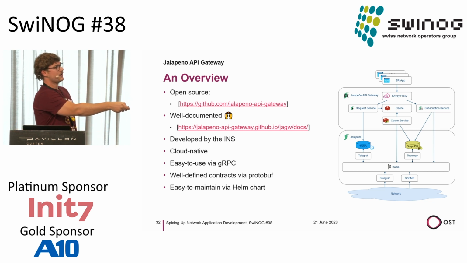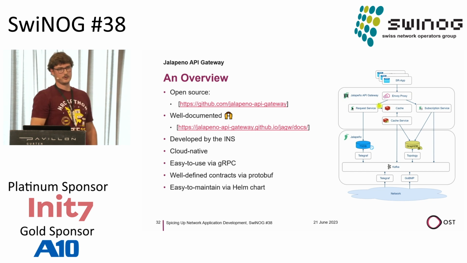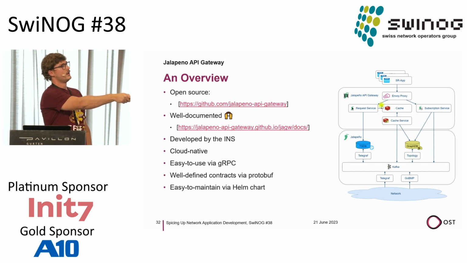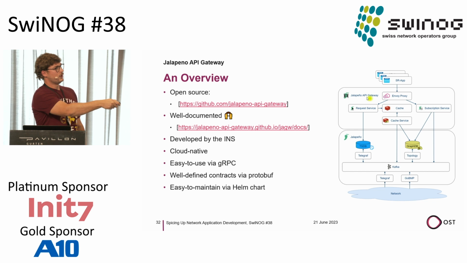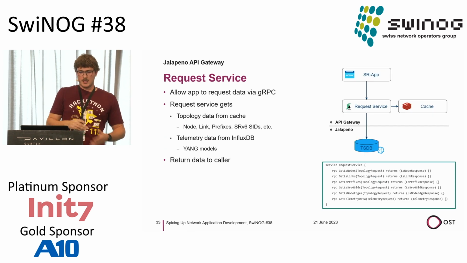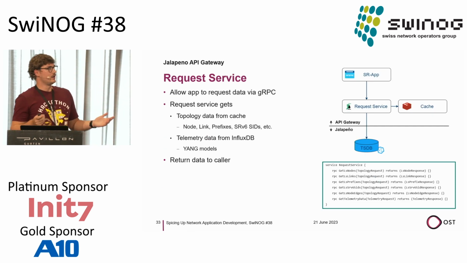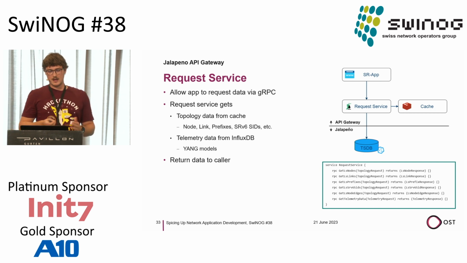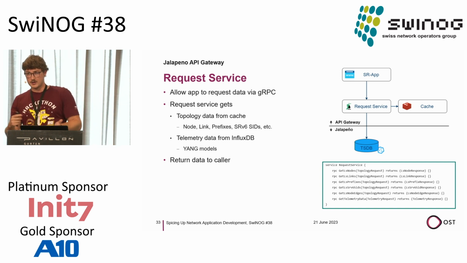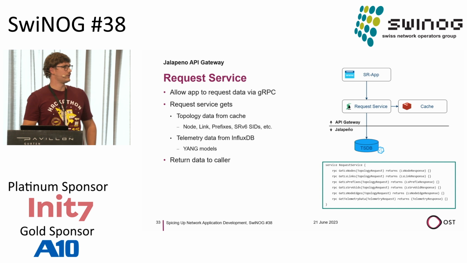So how does it work? You have your applications on top, and they send a gRPC request to the Envoy proxy, and based on the port, the Envoy proxy can forward this request either to a so-called request service or to a subscription service. So let's talk about them. The request service basically allows an app to request any data via gRPC. If you're talking about topology data, so node, link, prefix, whatever, it gets them directly from a cache. I will talk about why we designed it like that.